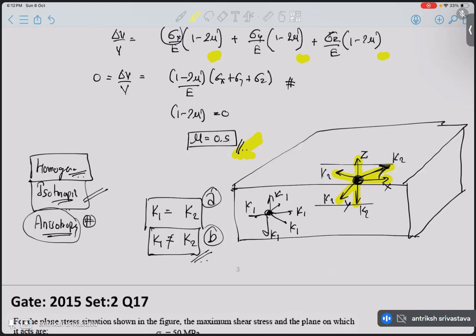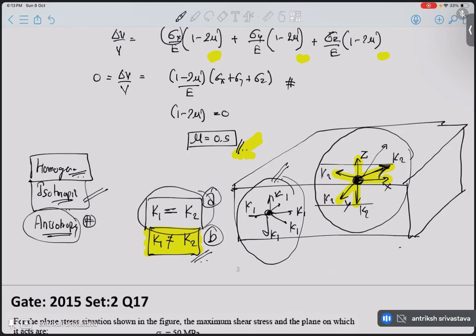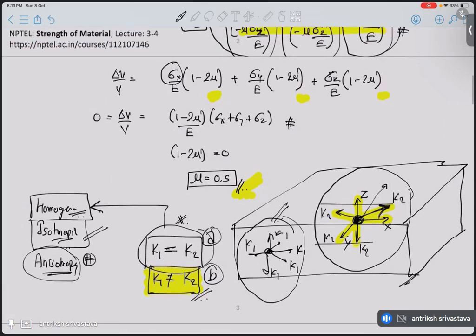Correct. So I think you have a pretty good understanding of isotropy. That isotropy means from one point, if we go in some direction, the property is not going to change. But if we go to some other point, the property value will change. If I were to say that K1 is equal to K2, that would mean that this box is not only isotropic but also homogeneous. Okay. Did you understand isotropy now?